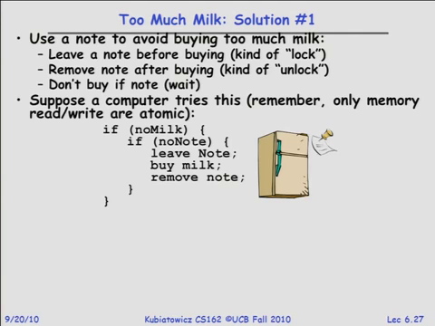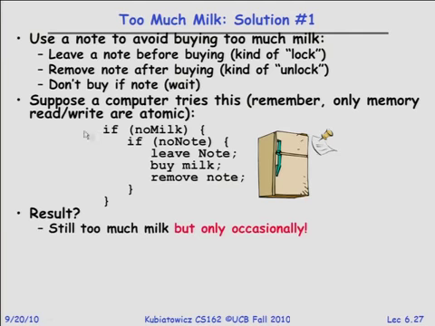Okay? And the thing to note here is, still too much milk, but only occasionally. Okay, so why is there only occasionally too much milk? Yeah, these checks are not atomic, because suppose that both of us check for there being no milk, and now, by the way, you have an invisible roommate, okay? And now you look and you see there's no note. Both of you see there's no note at the same time, and now both of you leave a note and head out to buy milk.